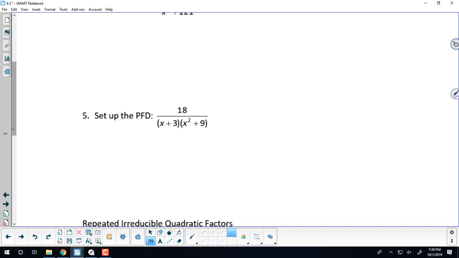Okay, how about example 5? What would that look like? A over x plus 3, plus A over x minus something. Can we reduce this quadratic? No. So it's an irreducible quadratic. We have to say that's Bx plus C over this irreducible quadratic.